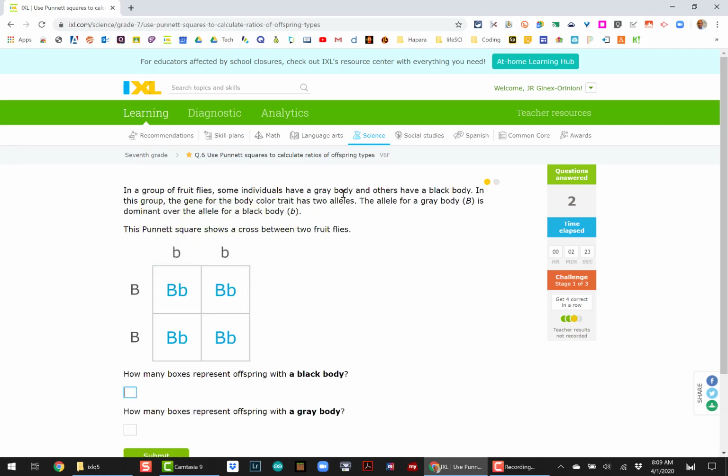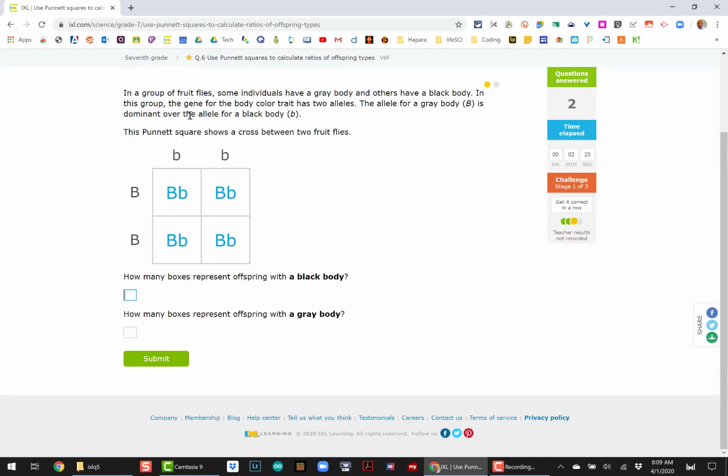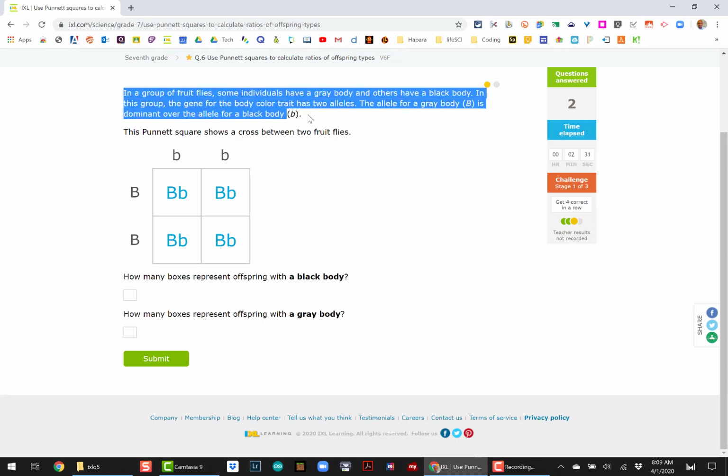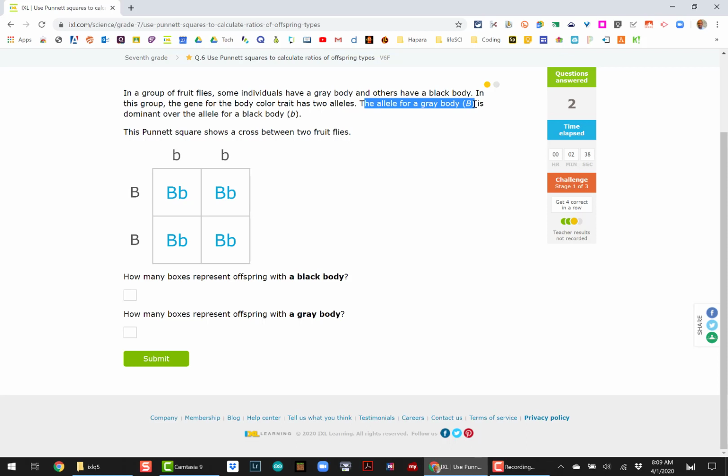Awesome. Okay, so a new problem right here. It says in the group of fruit flies, some individuals have a gray body and others have a black body. The allele for the gray body is capital B, and that's dominant over the allele for black body, which is the little b. So here's the Punnett square between the two parents right here. Now, how many boxes represent the offspring for a black body?